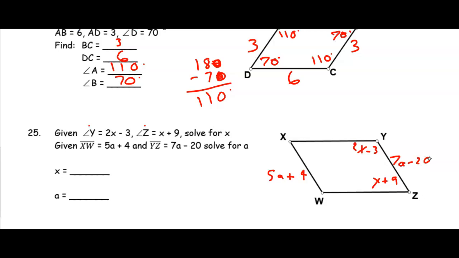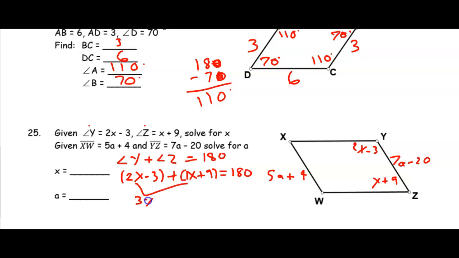All right, now for x, these angles are not congruent. If they're next to each other, consecutive angles are supplementary, okay? So angle y plus angle z equals 180. So let's add them up. 2x minus 3 plus x plus 9 equals 180. Let's combine like terms. This is a 1x and 2x makes 3x. Negative 3 plus 9 is 6.